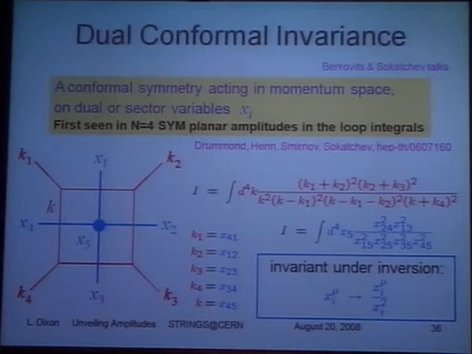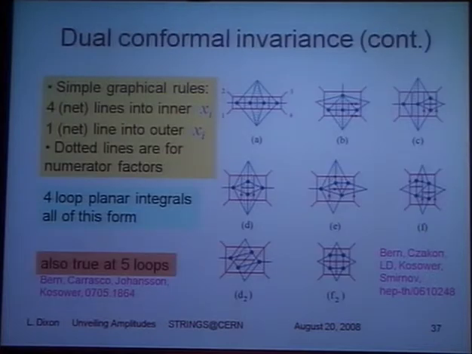And because it's so simple, there are graphical rules for when an integral is invariant. And basically the rule is that you should have a net of four lines coming out of an internal vertex and some fixed number of lines, say one, coming out of an external vertex. So if that just happened for the one-loop amplitude, it might be written off as an accident. But it happens for the two-loop amplitude, three-loop amplitude, four-loop amplitude. Here's the example of the four-loop amplitude.